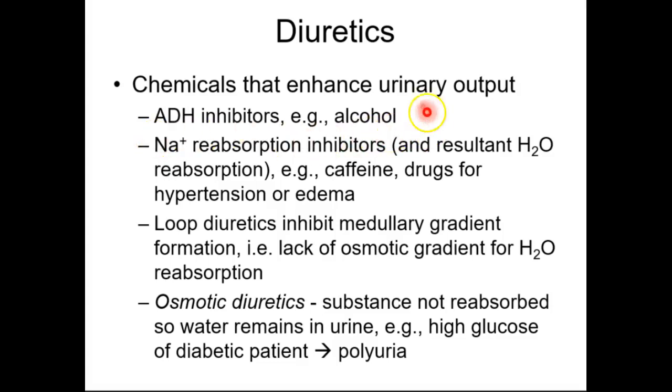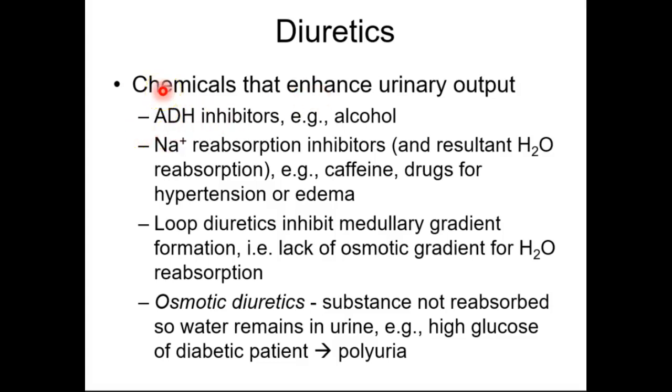Now, fun fact, alcohol is an ADH inhibitor. Alcohol inhibits the actions of antidiuretic hormone, thereby having a diuretic effect. And that's why you pee a lot when you're drinking a lot. And it's not just the literal quantity that you're drinking. It is also the diuretic effect of alcohol working against ADH.